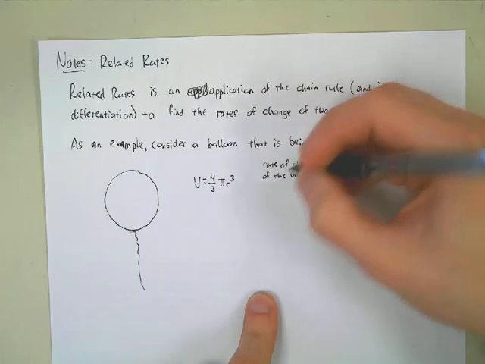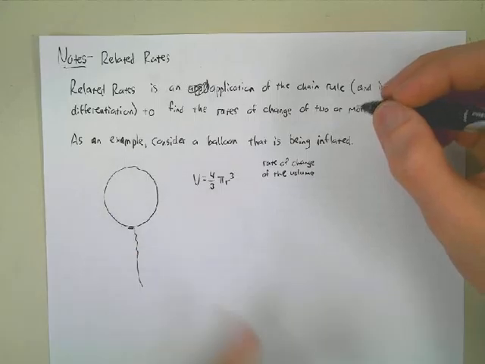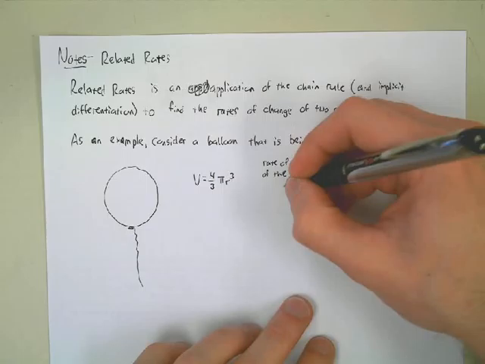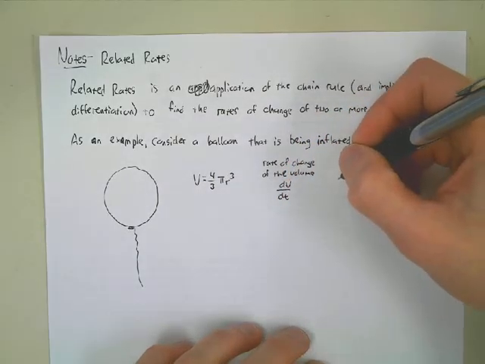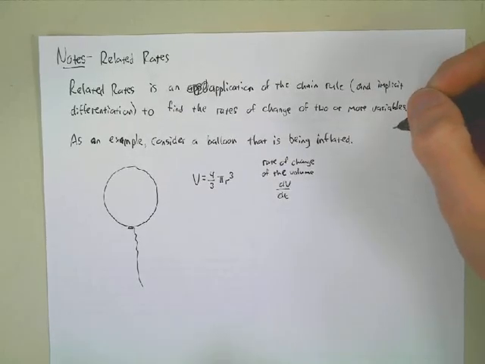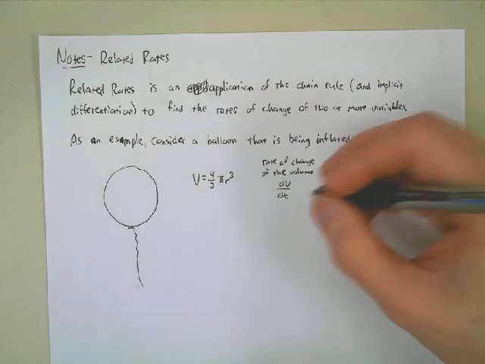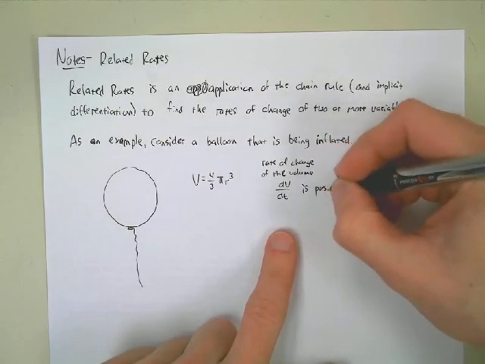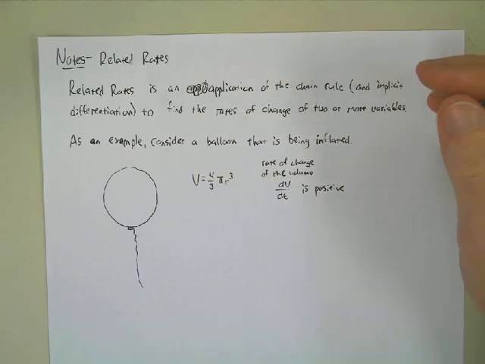in general for these related rate problems, we're going to be doing these with respect to time because as time goes on, things will be changing. So we'll call that dV/dt, the rate of change of the volume with respect to time. As the balloon is being inflated, the volume will be increasing, and so we would expect dV/dt to be positive.